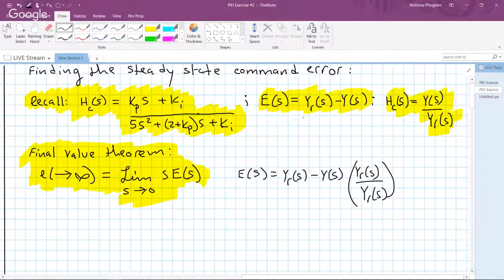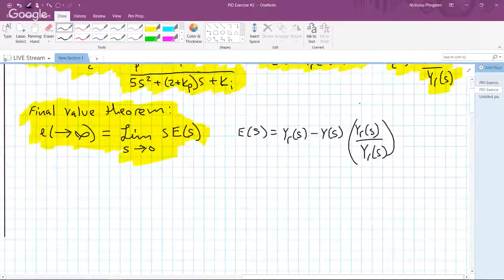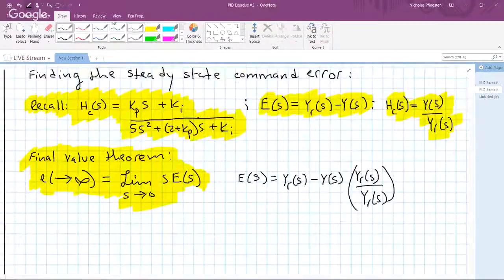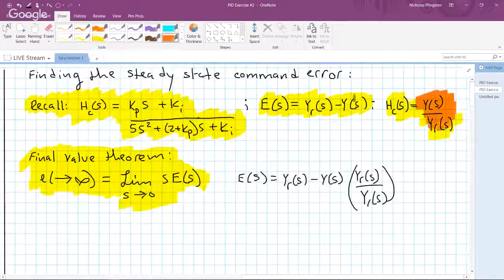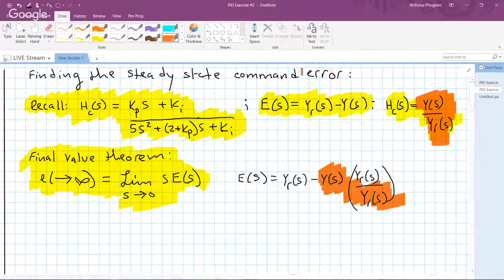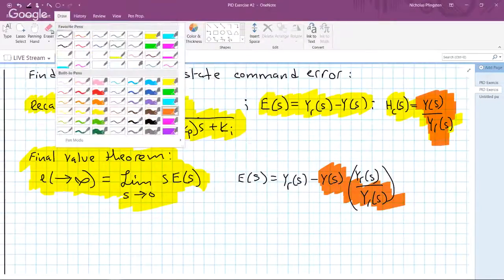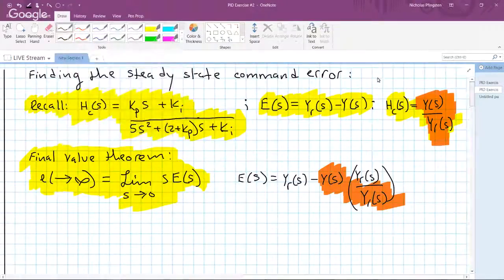I always call this multiplying by 1, multiplying by nothing. It's basically what you're doing. You see here that this capital Y sub C of S over capital Y sub R of S is present here. It's right here. So what we can do is back substitute into this expression.